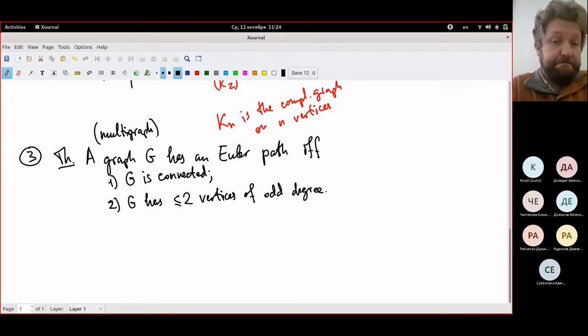So if there are two vertices of odd degree, then this is not a cycle. The beginning and end are different. If you have zero, then we'll have a cycle. But we didn't prove that it is sufficient, that if both hold, the cycle or path exists. How would you prove this?